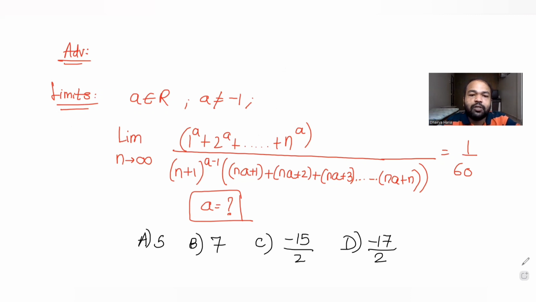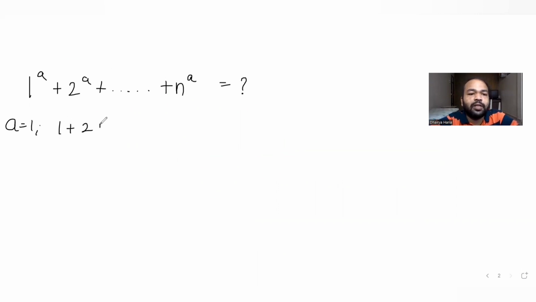So if I find the sum of the terms in the numerator, that is 1 raised to a plus 2 raised to a till n raised to a, let's look at it for different values of a. If I put a as 1, the sum becomes the sum of all the natural numbers, 1 plus 2 plus 3 plus 4 till n. And we already know that sum is given by n into n plus 1 upon 2.